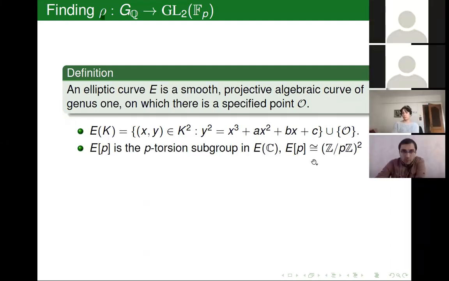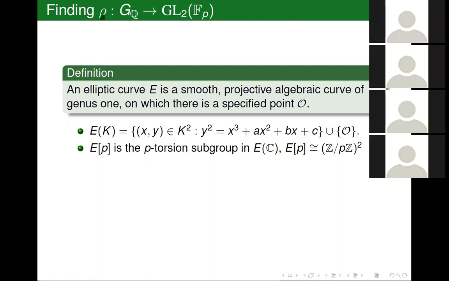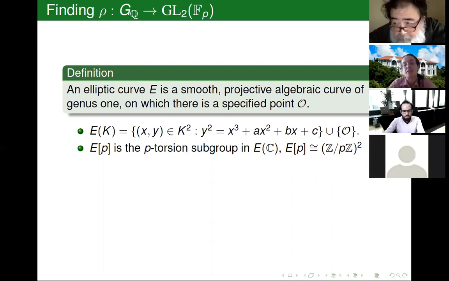Then we also need a notation for the p-torsion subgroup of complex points of E. As we all know, points of an elliptic curve form an abelian group, and then it makes sense to talk about its p-torsion subgroup, meaning the points on the curve which give you the identity when you add them to each other p times. Because of the geometric structure of the elliptic curve, because it's a torus, the p-torsion subgroup is isomorphic to two copies of Z/pZ.